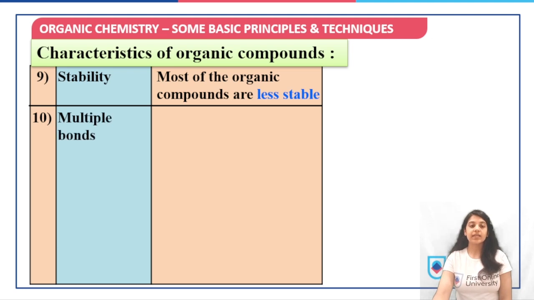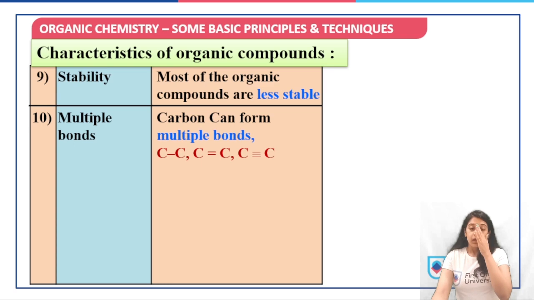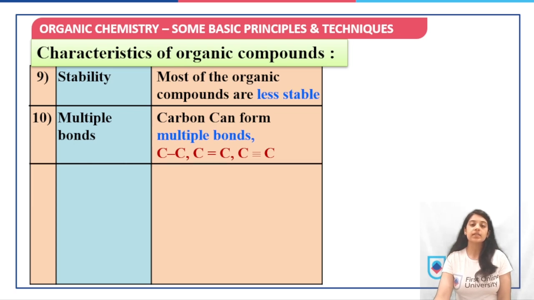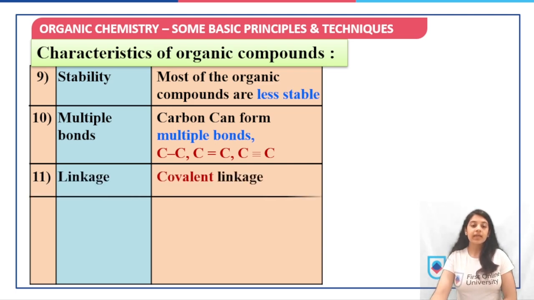10th characteristic is multiple bonds. Since we know that carbon has this property of forming multiple bonds, therefore carbon-carbon single bond, carbon-carbon double bond, carbon-carbon triple bond can exist in organic molecules. The 11th characteristic is linkage. Covalent linkage is what is mostly seen in organic compounds.